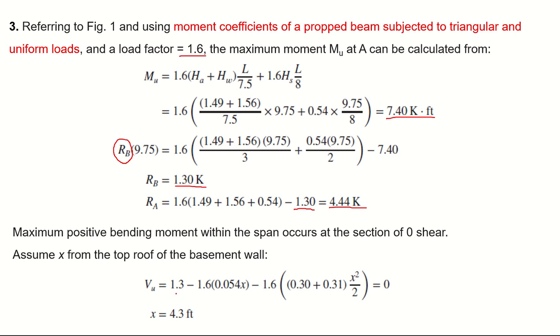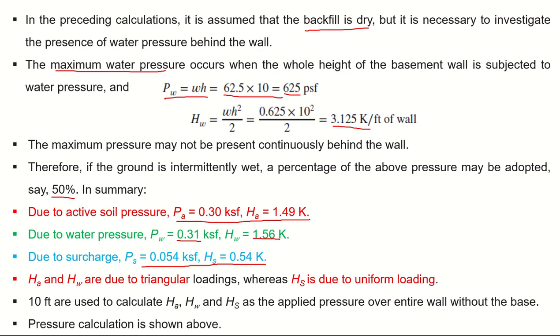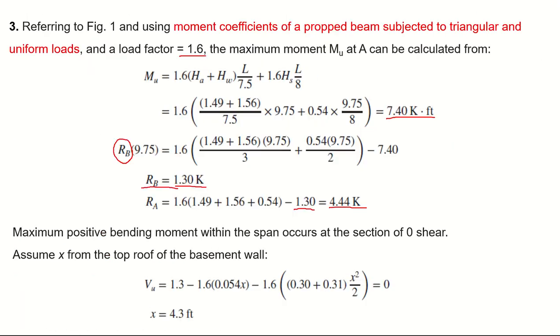And Vu is equal to 1.3, which is this RB, minus 1.6, which is this factor, into 0.054 into X. What is 0.054? This is the rectangular loading, right, the rectangular pressure, into X, and for triangular it is 1.6 into these triangular pressures into X by 2 because it is triangular in nature, okay, will be equal to 0 because we have assumed that shear will be 0. So at X equal to 4.3 feet, the shear will be 0, right?